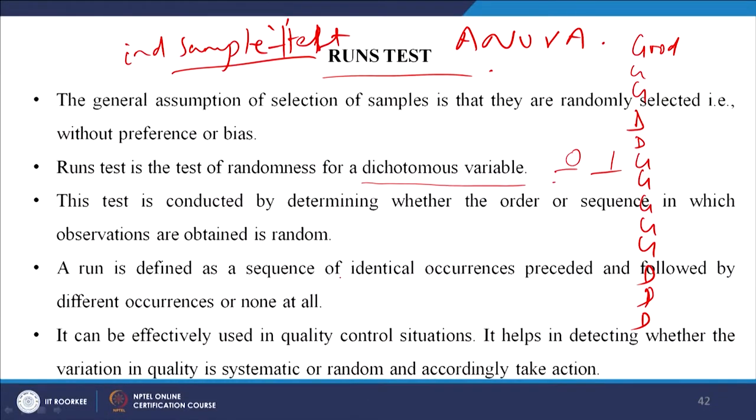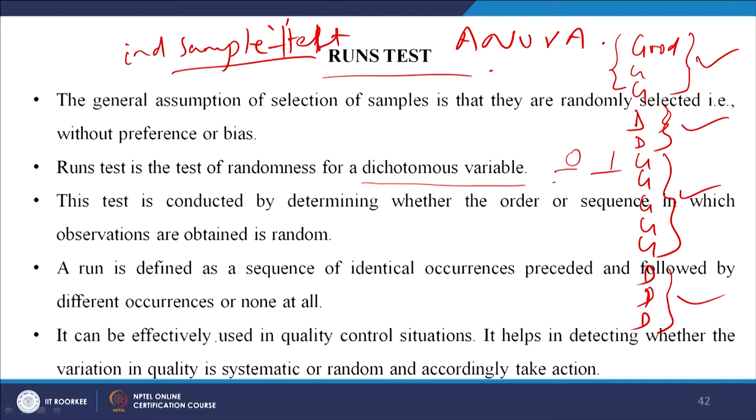A run is defined as a sequence of identical occurrences preceded and followed by different occurrences, or none at all. Now, what does it mean? Let us say this is good, good, good, then defective, defective. What is the sequence of occurrences? How many goods have come at one time? Then what is the defective? Where did that pattern break? So, let us say there are two defective here, then again you have five good, then maybe three defective. So, ultimately you can see this is 1, 2, 3, 4. So, there are four groups, or runs.